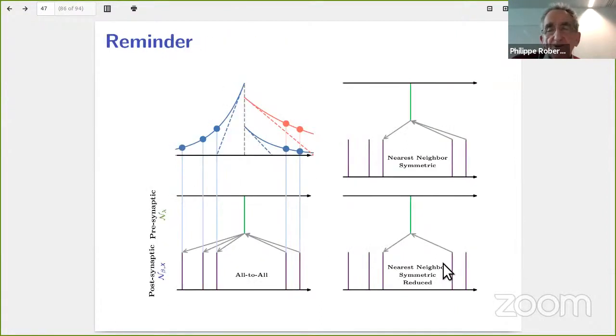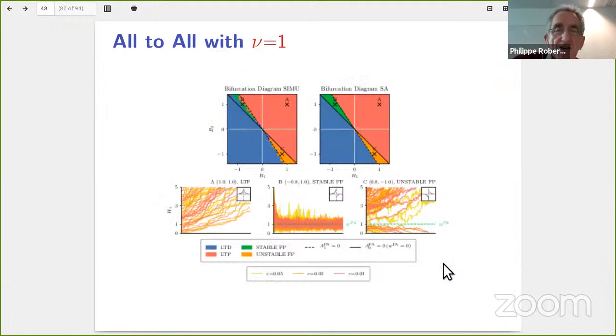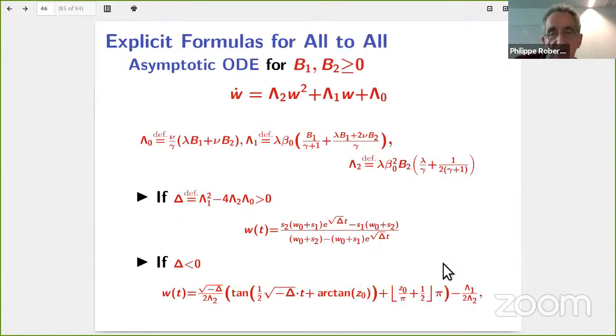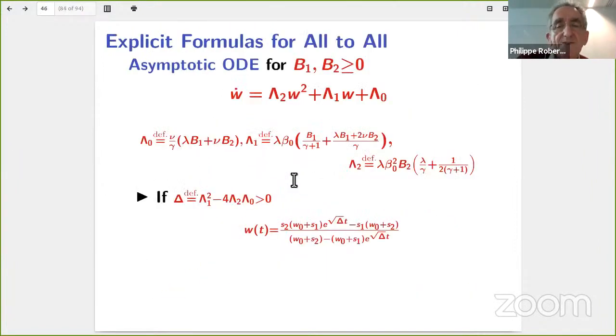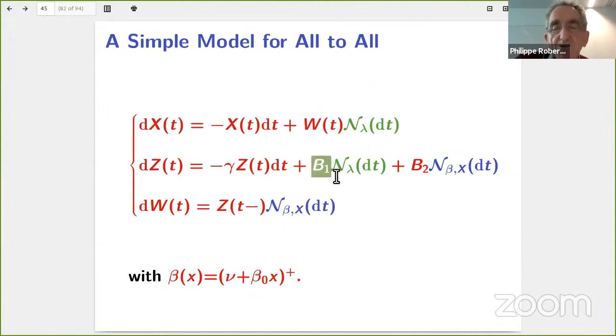So I will conclude with some mixture of experiments and simulations. We can do some kind of calculations, as you have seen. This is the result we obtained. We did, in fact, other examples. If you look at the all-to-all model, I have to remind you of the model. B1 is the weight when you have a presynaptic spike for the increment of the synaptic weight, and B2 is the weight when you have a postsynaptic spike.